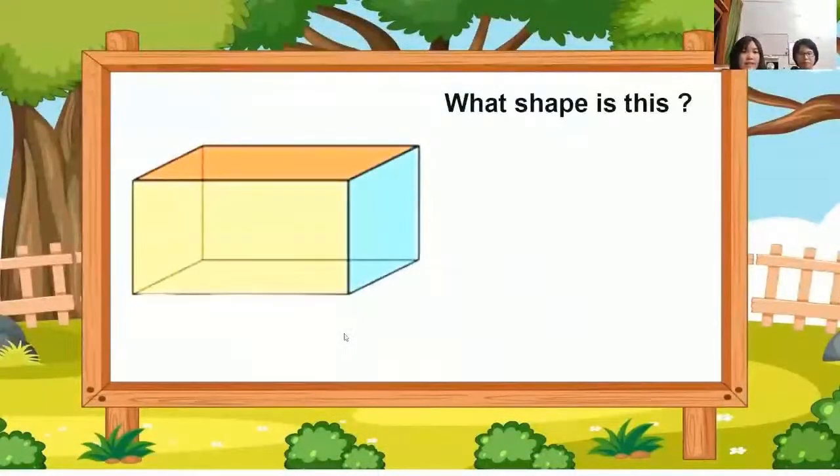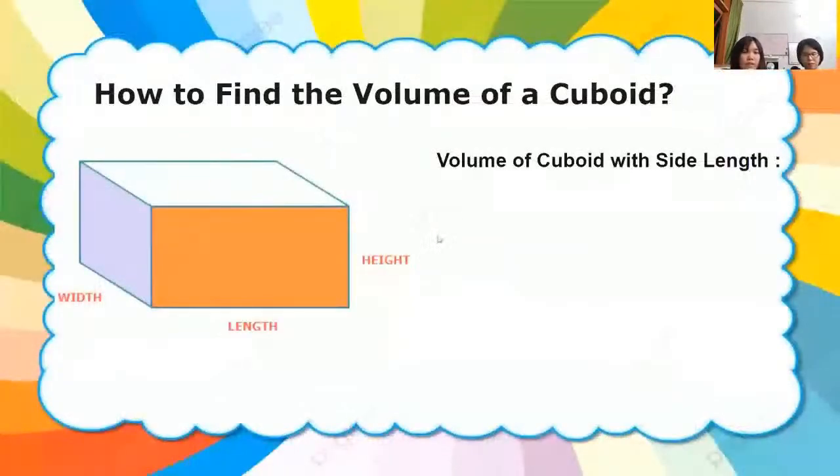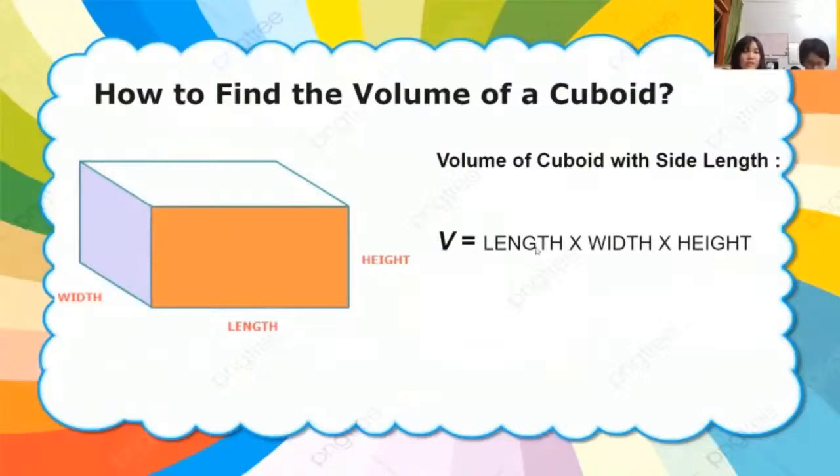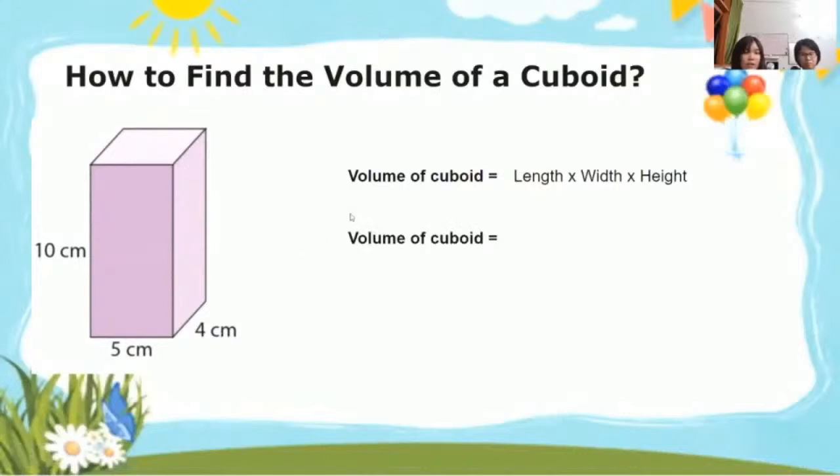Okay, so next is the cuboid. So now pupils will learn about the volume of a cuboid. The formula is length times width times height, which is the same as the cube that we learned just now. So now we will practice and apply the formula for this cuboid. We will take the length, width, and height, which is 5 times 4 times 10 cm, and then we will get the answer 200 cm cube.